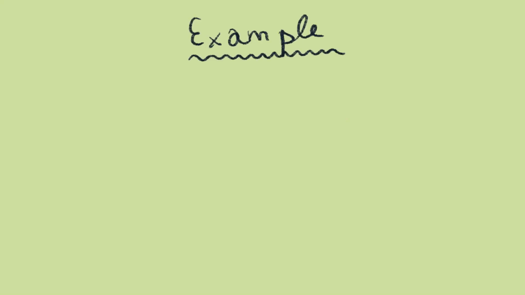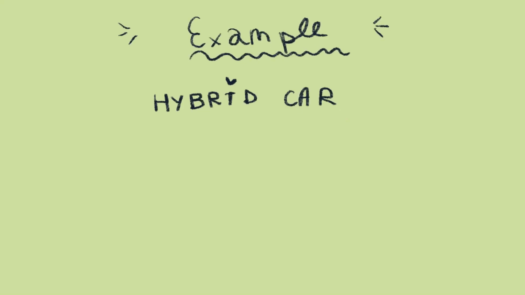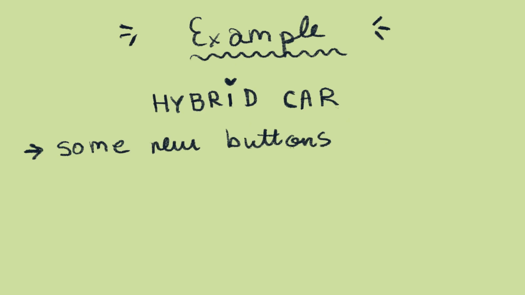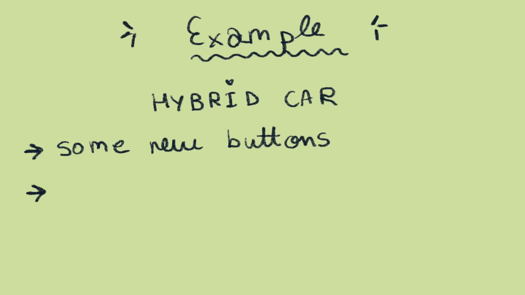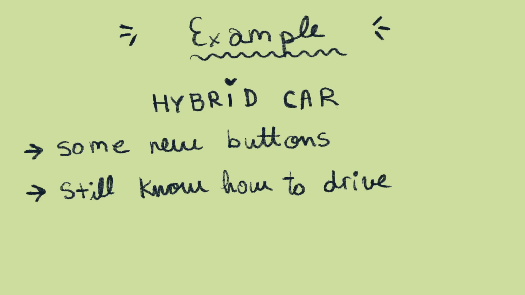An example of dynamic innovation would be the purchase of a hybrid car, right? If you have never had a hybrid car before, you're going to have to learn some new buttons, some new details about the car. Maybe there are instructions with the product that you're buying, etc. But with the example of the hybrid car, you still know how to drive. You still know how to operate a vehicle, right? The amount that you have to learn is small.